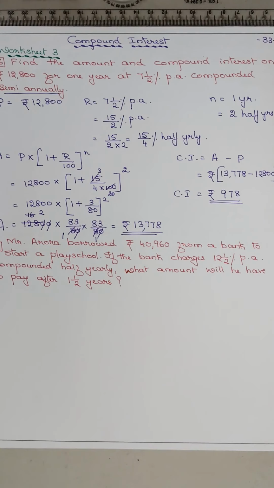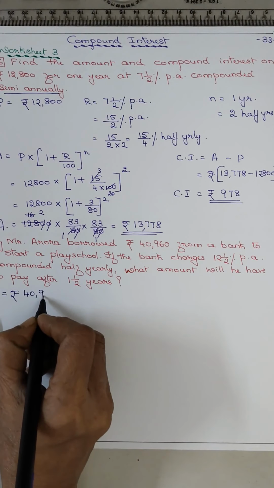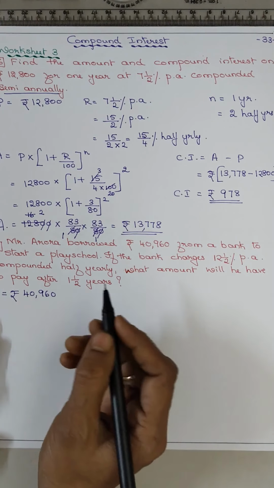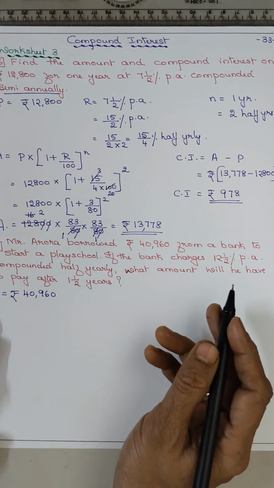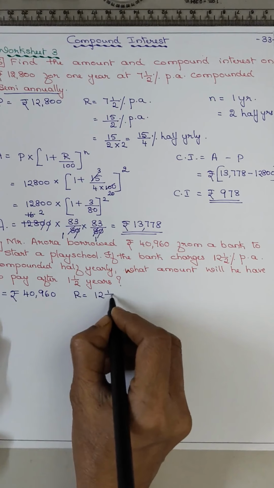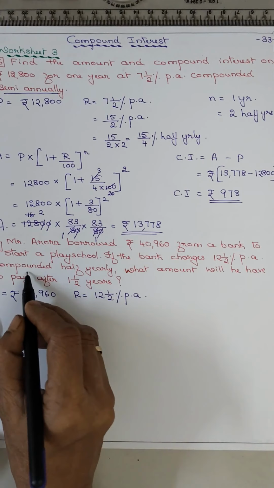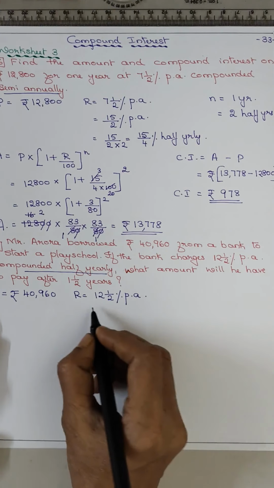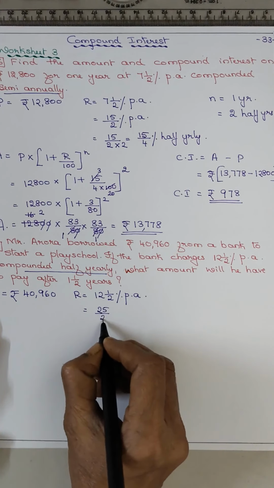Mr. Arora borrowed 40,960 from a bank, means what? Principal is equal to rupees 40,960 to start a play school. If the bank charges 12.5% per annum, so R is equal to 12.5% per annum, but compounded half yearly. So first 12 twos are 24 plus 1, 25 by 2.